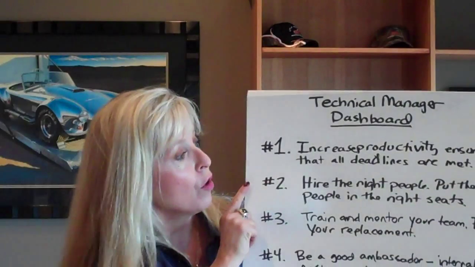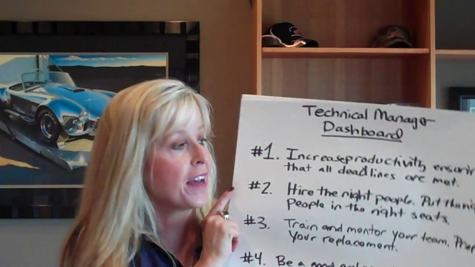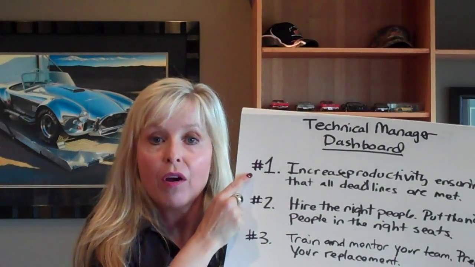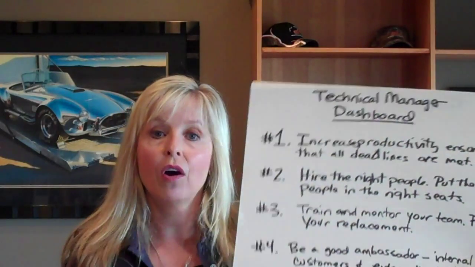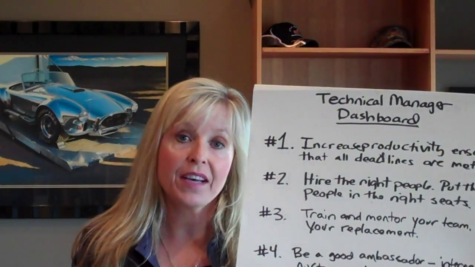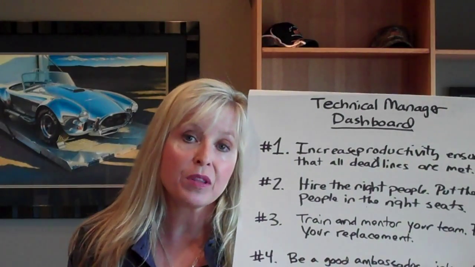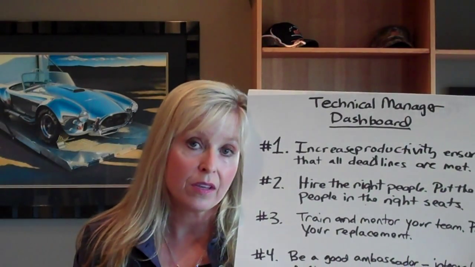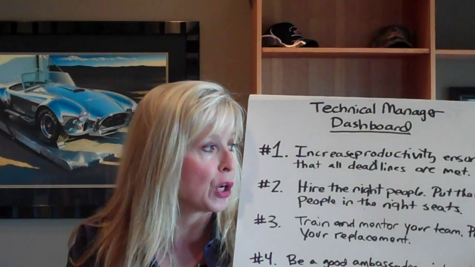So here is for the technical manager. This is the dashboard. This is the number 1 priority, number 2, and onward. Okay, so that is the dashboard for the technical manager. The third step in the process is to provide measurements, R.P.M. So that's the M part.